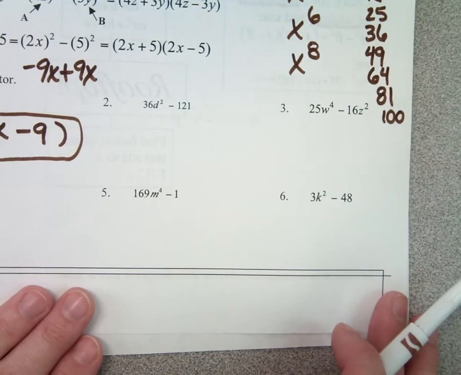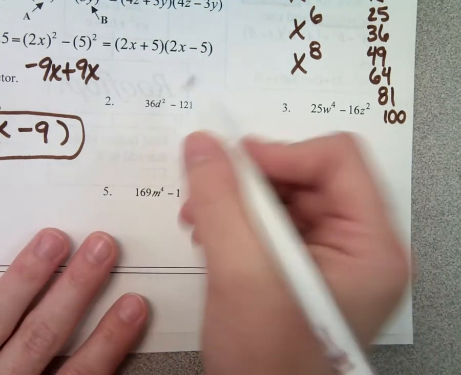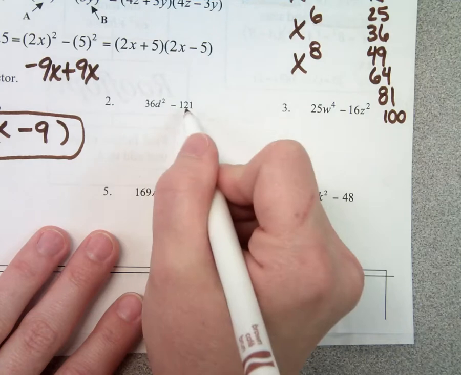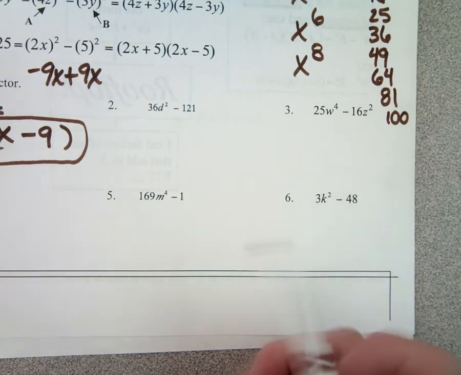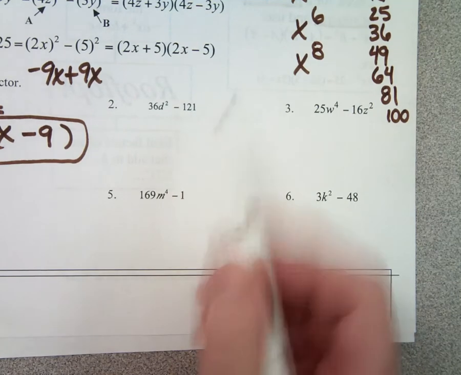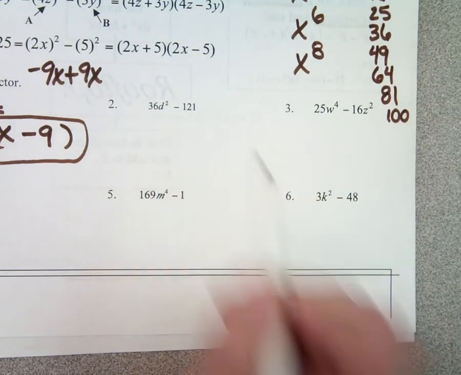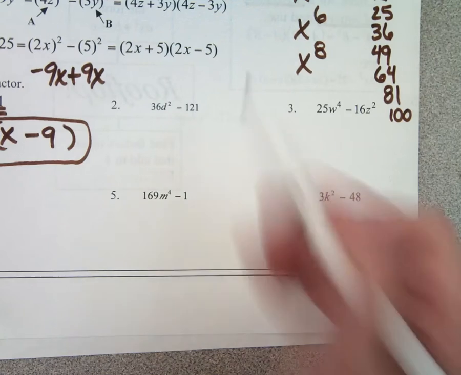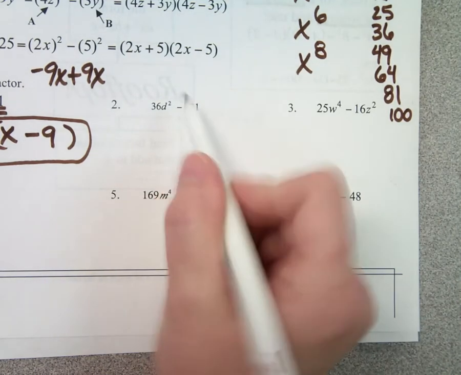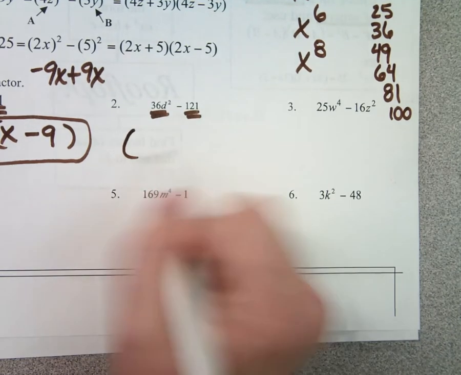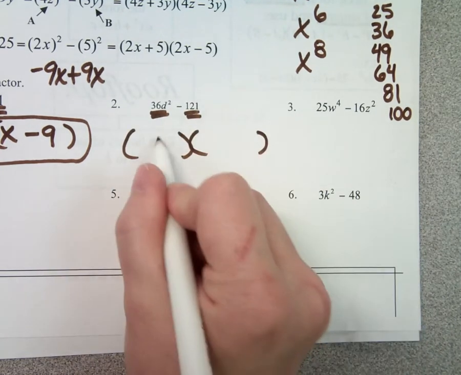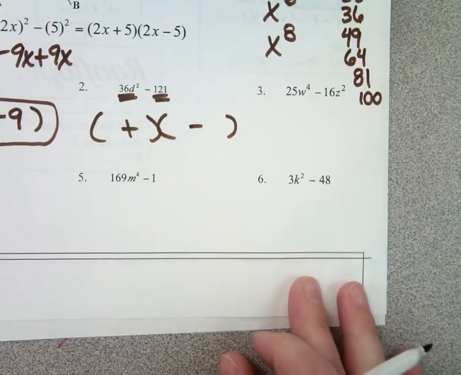Okay, so looking at 2. First thing I always want to look for is a GCF. Is there anything that will divide into 36 and 121 evenly? 6. Does 6 go into 121? No. Okay, so I look for the GCF. There isn't one. And then because there's two terms, 1, 2, I want to see if it's a difference of squares. So is it a difference? Yes. Okay, are these perfect squares surrounding the minus? So this is a difference of squares.